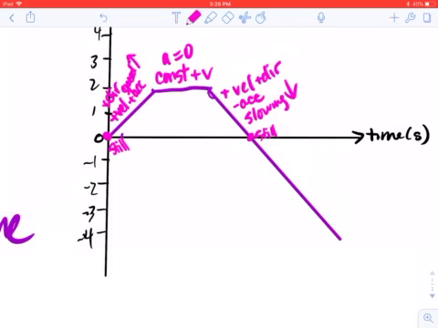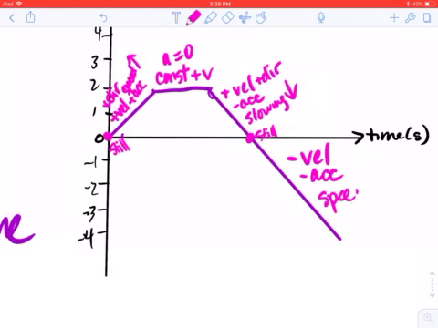Nope, I'm moving in the positive direction because I'm still above the x-axis, but I'm slowing down as I'm moving in the positive direction. Right here, I'm still, and then I have negative velocity because I'm below the x-axis. I'm moving in the negative direction. I have negative acceleration because my slope is negative. I'm speeding up because I'm going away from the x-axis, and my velocity, acceleration have the same sign, and that means I'm moving in the negative direction.